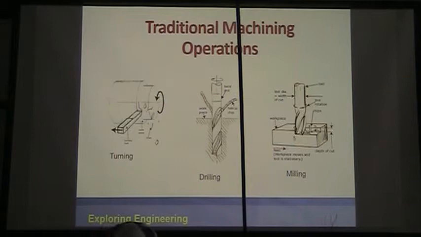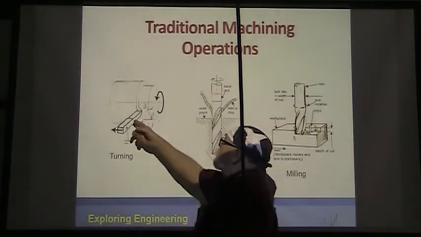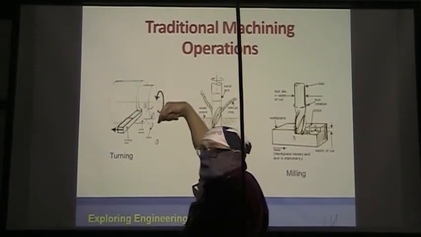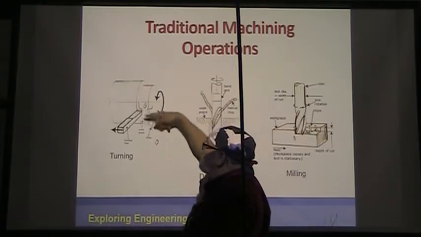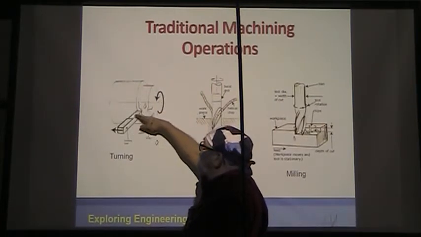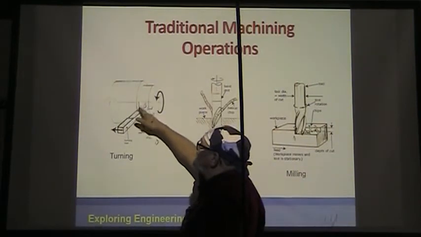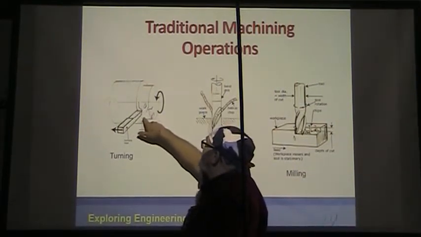Here they're illustrating three types of traditional machining operations. In turning, they're turning this cylindrical billet, and there is a workpiece here that is taking off pieces of it to make it the right size.